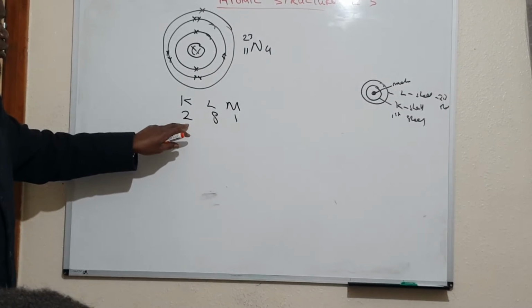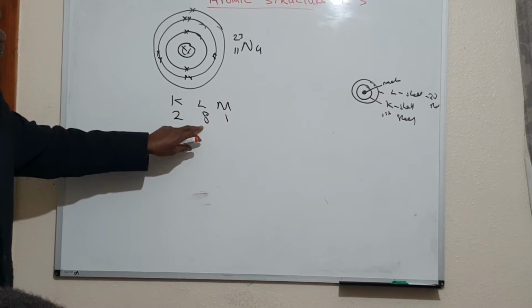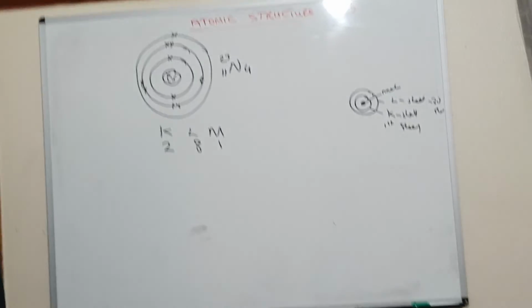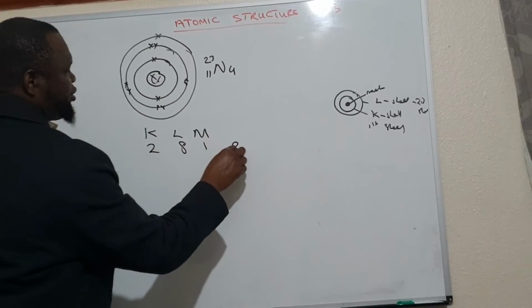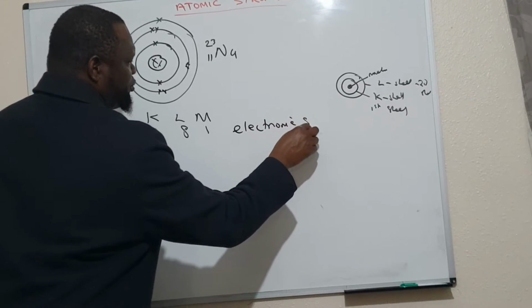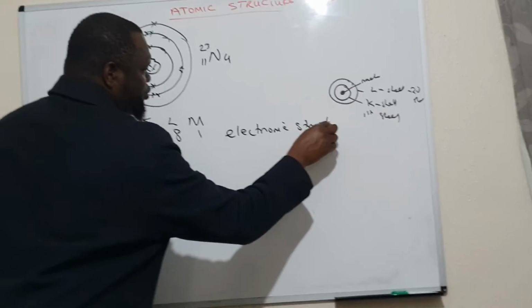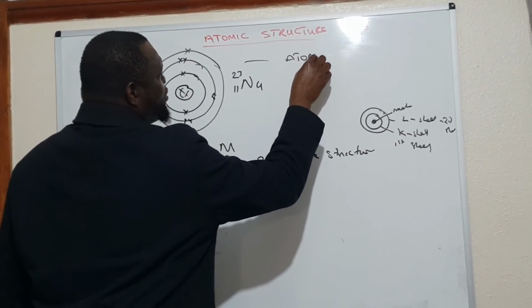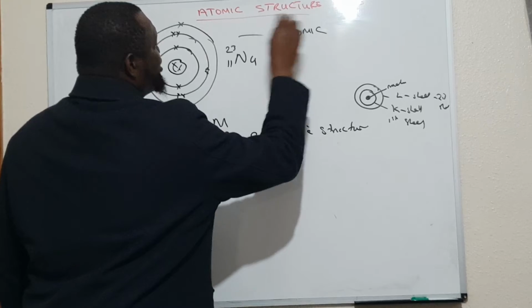Meaning there are how many electrons? 2 plus 8 is 10, plus 1 is 11. And that is the atomic number. This is called the electron structure, or electronic structure. And this is the atomic structure, seeing how the electrons are arranged in it.